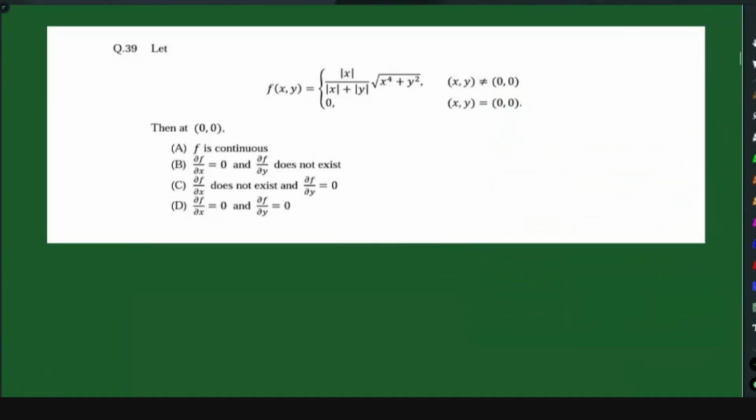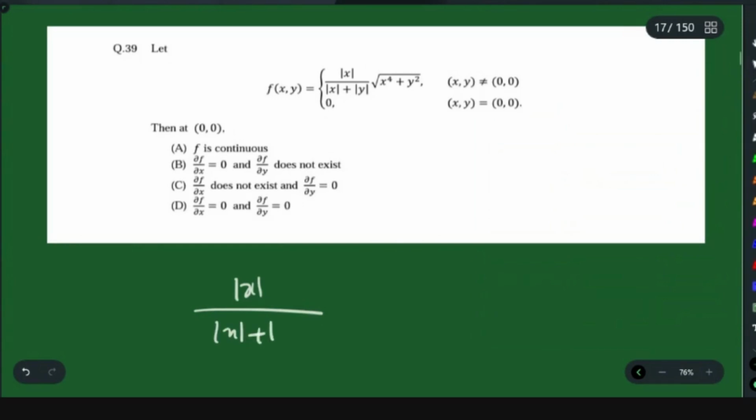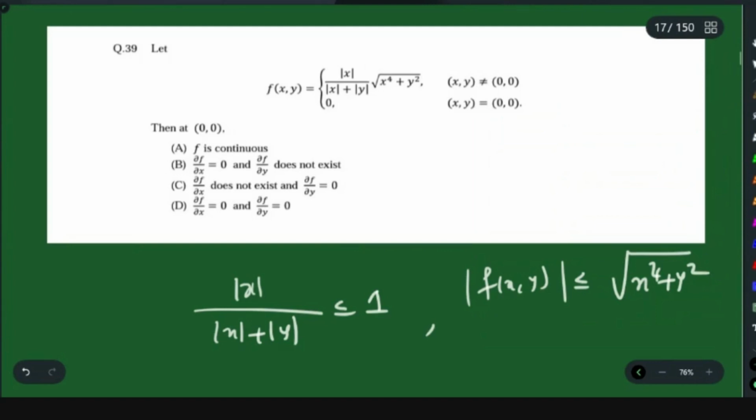Because this quantity, |x| by (|x| plus |y|), you can always say is less than or equal to 1. Correct? Because |x| is less than or equal to |x| plus |y|. You are adding a positive term, |y|, so the denominator is bigger. So this is always less than or equal to 1. Now you see what happened to |f(x, y)|. This is less than or equal to root of x raised to 4 plus y square, because this quantity is less than 1. So the remaining is root of x raised to 4 plus y square.